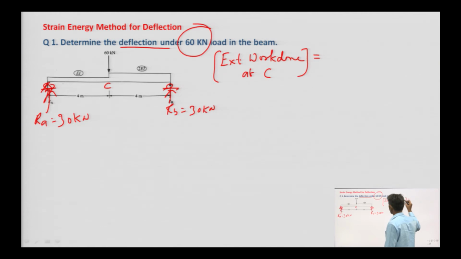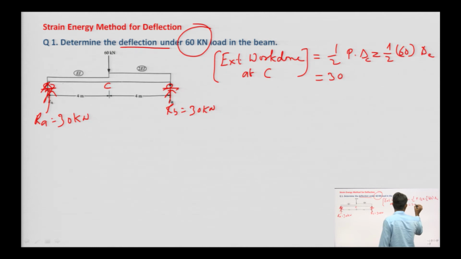It is half into P into delta, as I have told you, means 60 into delta C by 2, which is 30 delta C. Why is it half into P into delta C? Because there is linear variation. In terms of delta and P, it is linear variation, and the area covered is half P into delta C, as I have told previously.